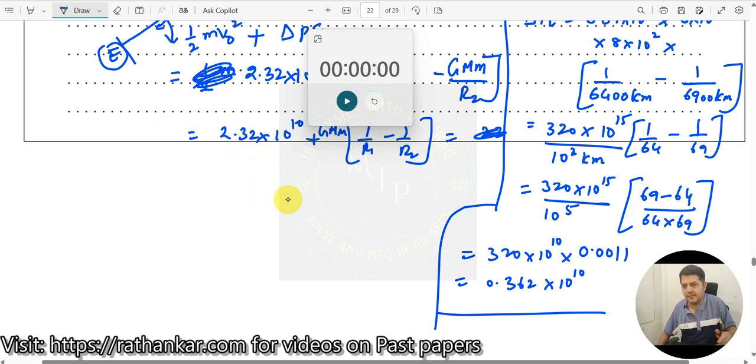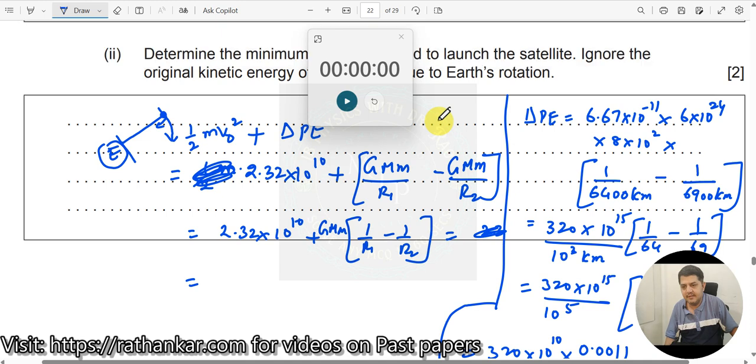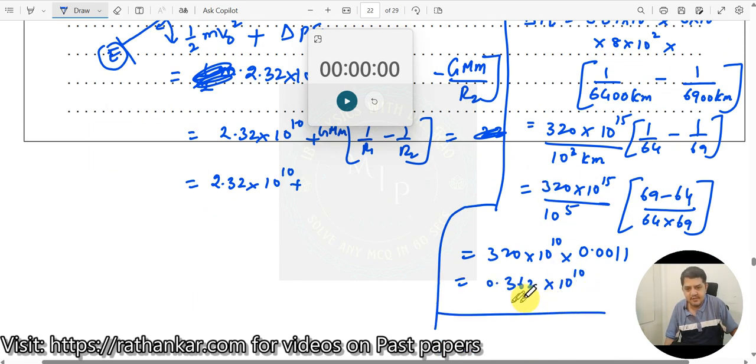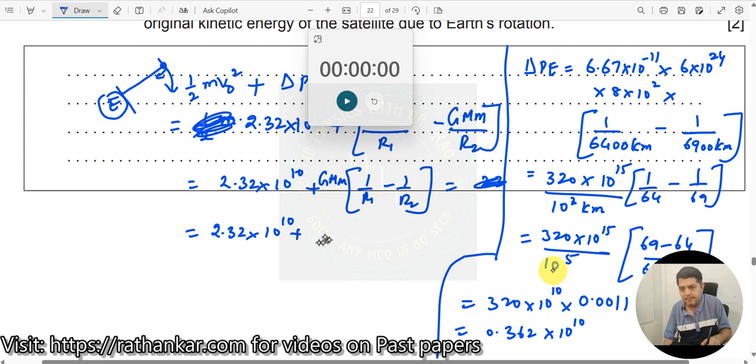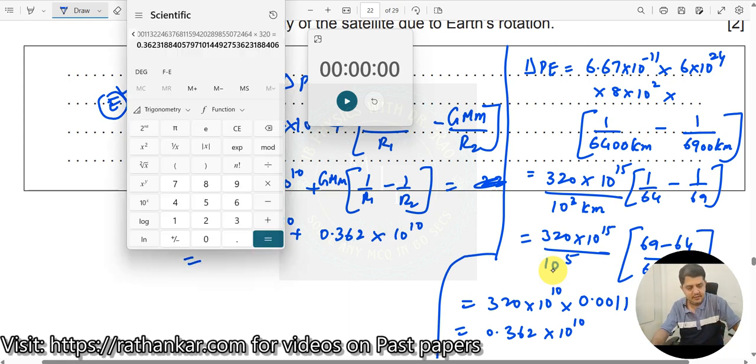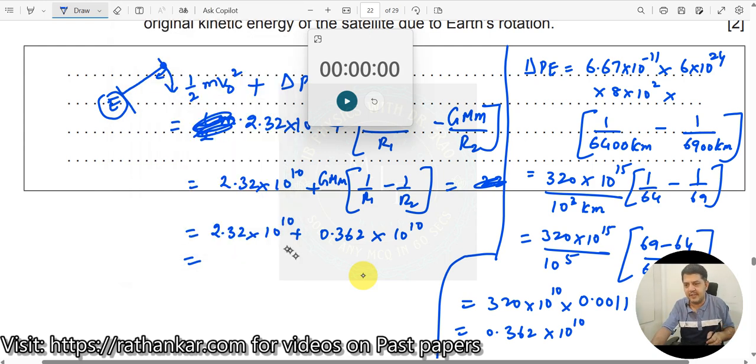I need to add up with this one here. So this value already, see, this value is 2.32 into 10 power 10 plus, what is the answer I got here? I got 0.362 into 10 power 10. Wow, the power is same. So when I do this, how much do I get? Once again, I will use my calculator so that I don't commit any mistakes. 2.32 plus 0.362, I get the answer 2.682. So 2.68 into 10 to the power of 10.